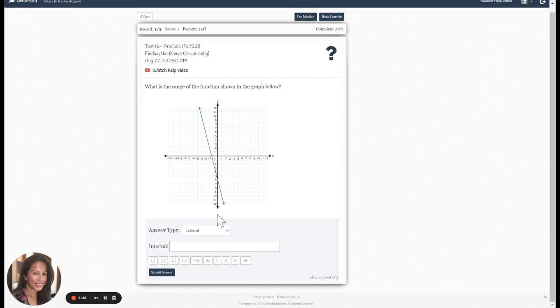So what's the furthest down that this graph is going to go? Well, the furthest down this graph is going to go is negative infinity. And what's the furthest up this blue graph will go? It will be positive infinity. So in essence, what we're saying is it's all real numbers. So negative infinity to positive infinity says that the entire y-axis, the range values, are being used to plot this linear function.